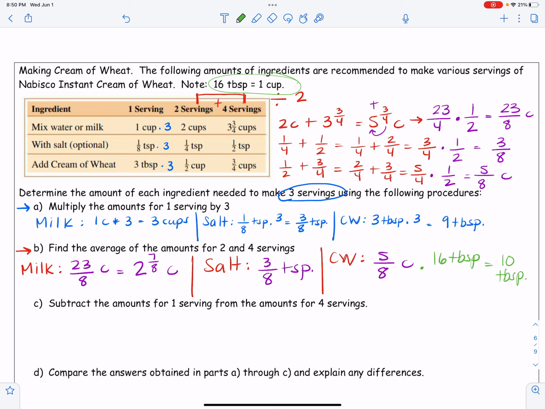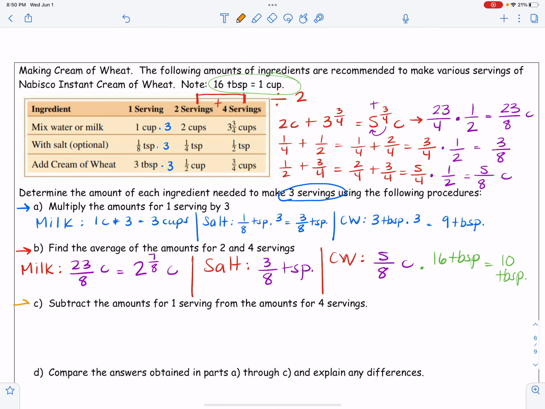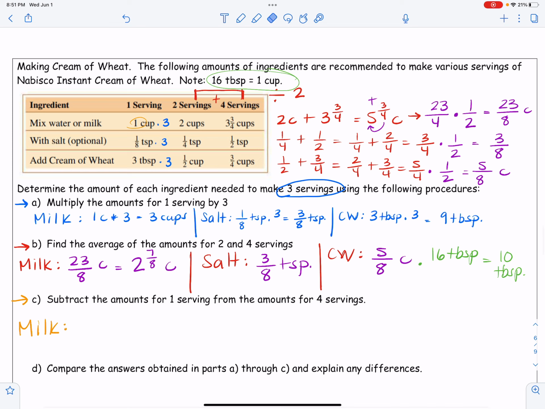All right, and then we're asked to do this one other way, and that is the last way that we could get 3 servings, which is 4 minus 1. So subtract the amount for 1 serving from the amount for 4. So milk first, right? 1 serving is 1 cup. And 4 servings is 3 3/4 of a cup. So if we take the difference, do the bigger one first. That tells me I'd need 2 3/4 of a cup.